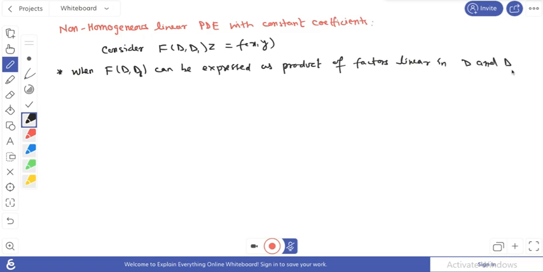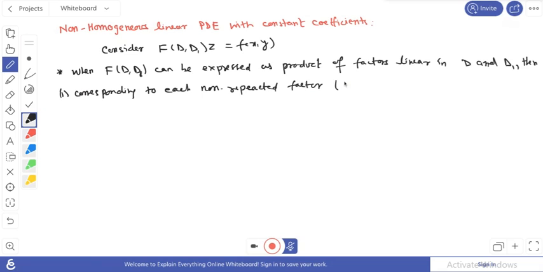Okay, so then we have two cases. First one: corresponding to each non-repeated factor.